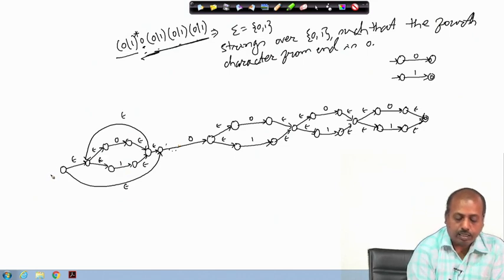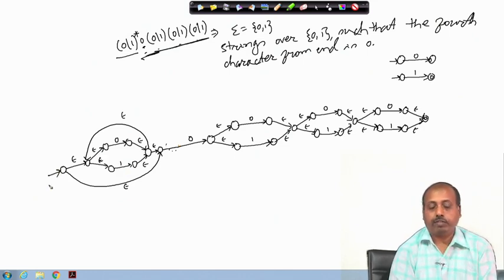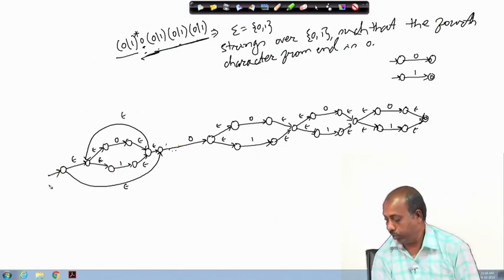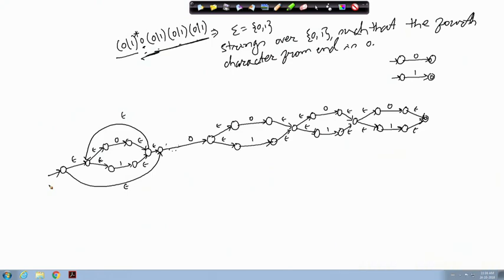Okay. And this is the initial state for the overall NFA. So, this is one possibility, that is by the construction, the construction rule that we have. So, we can do it like this.